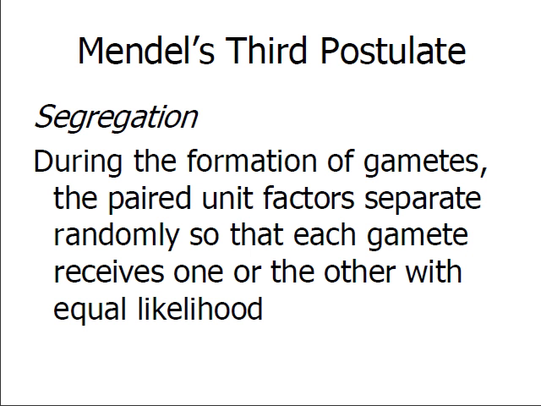Okay, let's consider Mendel's third postulate, the postulate of segregation. Segregation means separation. And the idea is that whenever plants are making gametes, which is pollen and ovule, or people are making gametes, egg and sperm, the paired unit factors separate randomly so that each gamete is likely to receive one or the other. And now that we have generated the term randomly, likelihood, you're probably thinking to yourself, okay, there's some probability involved. And indeed, there is.